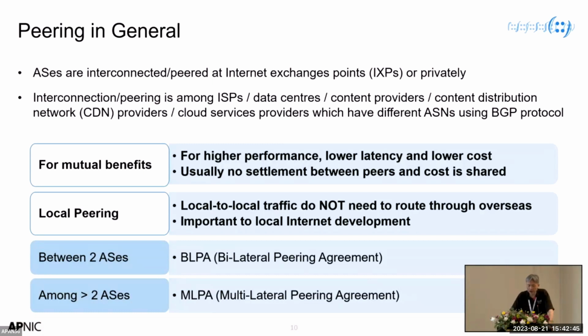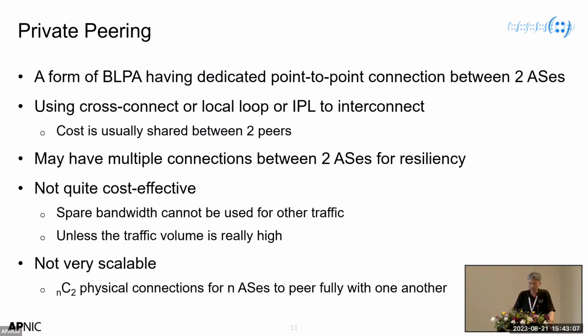If the peering is just between two parties, we call it bilateral peering. The short form would be BLPA, bilateral peering agreement. And if the peering is with multiple networks, more than two networks, we call it multilateral peering. I'll talk more about how to achieve multilateral peering.